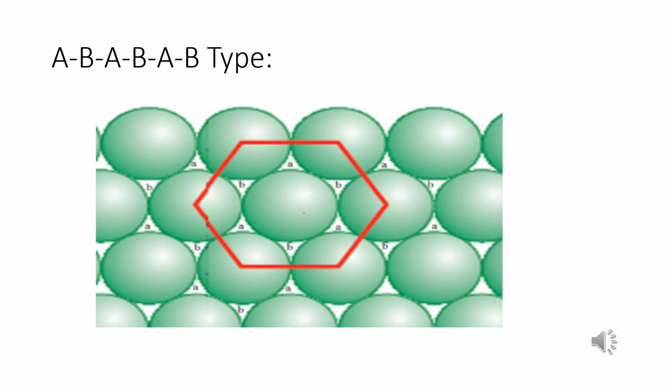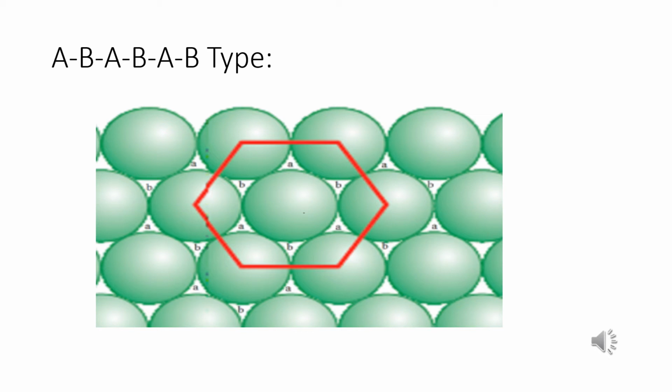The third row is placed adjacent to the second row. Its spheres are arranged the same as the first row. Hence, this type of layer is called A type, and the spheres in the fourth row are the same as B. Hence, this type of arrangement is called AB type. In this arrangement, the free space is very less as compared to the first case. So this type of packing is more efficient than square close packing.